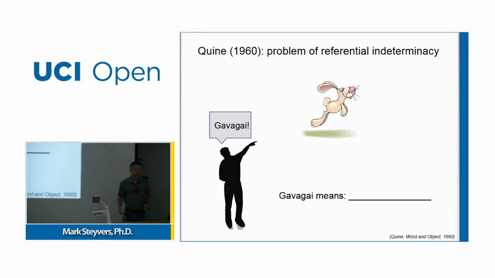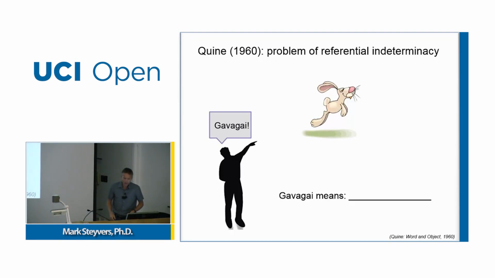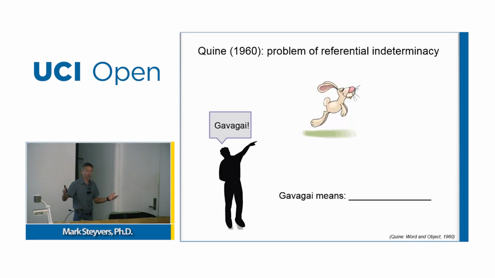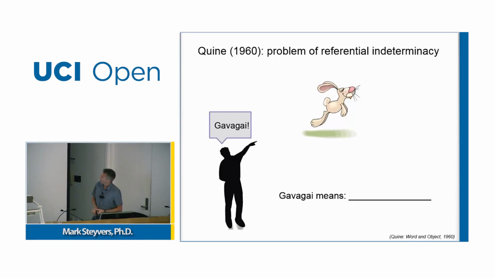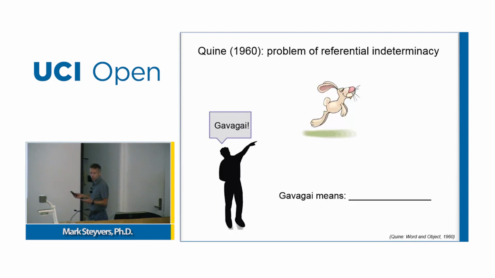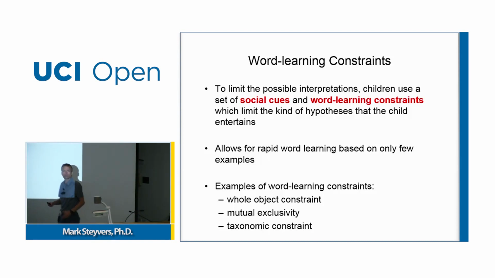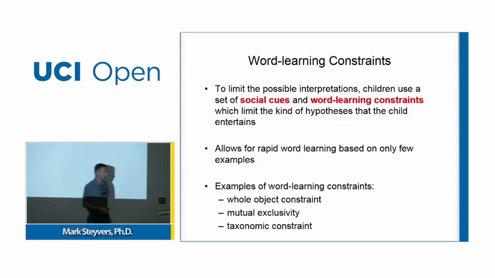Now, how do we know what the word gavagai means? Gavagai could refer to bunny, it could refer to fuzzy, it could refer to floppy ears, it could refer to jumping or the color brown. When you think of it, there's an infinite number of things that a word can refer to. So how do kids then deal with this complexity, this problem of referential indeterminacy?